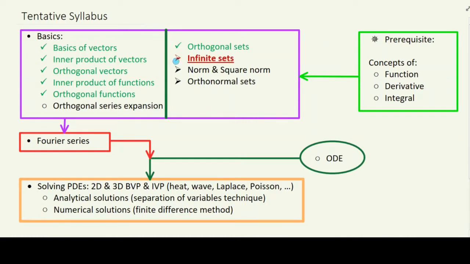Now in this video, I'm going to talk about the infinite sets, and in the next following videos we're going to cover the concept of norm and square norm of a function and the orthonormal sets, and after that we're going to be talking about the orthogonal series expansion, which is going to be pretty much all the basic materials that we wanted to cover for the partial differential equations course.